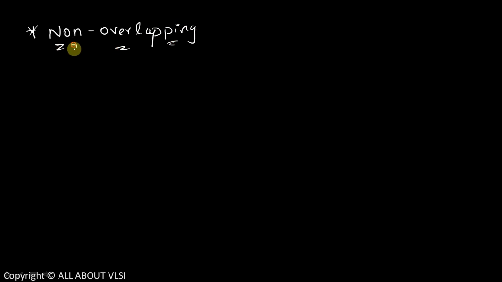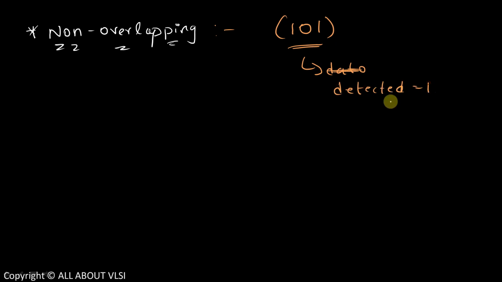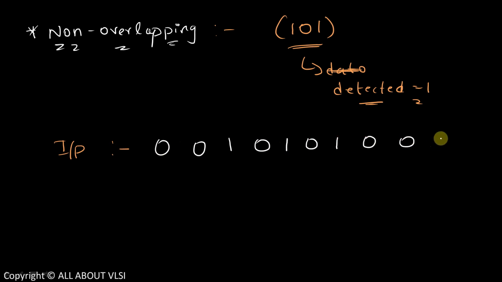So let us take an example. Let's say our sequence detector is expecting a sequence 101. If this particular sequence has arrived at the input, then detected, which is the output, will be equal to 1, or else detected will be equal to 0. That is our requirement. Let's say at the input we are getting this sequence as 0 0 1 0 1 0 1 0 0 0. We are talking about the non-overlapping case.